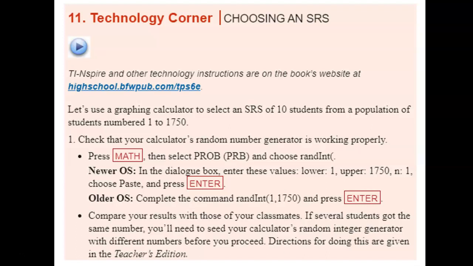Okay, so for us, we are going to want to choose a simple random sample of 10 students, and our population is 1,750. So this cracks me up. So we would number our students 1 to 1750.